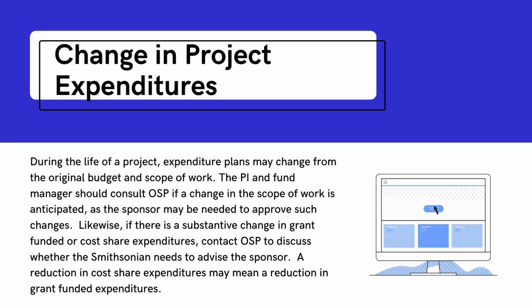Change in project expenditures. During the life of a project, expenditure plans may change from the original budget and scope of work. The PI and fund manager should consult OSP if a change in the scope of work is anticipated, as the sponsor may be needed to approve such changes. Likewise, if there is a substantial change in grant-funded or cost-share expenditures, contact OSP to discuss whether the Smithsonian needs to advise the sponsor. A reduction in cost-share expenditures may mean a reduction in grant-funded expenditures.